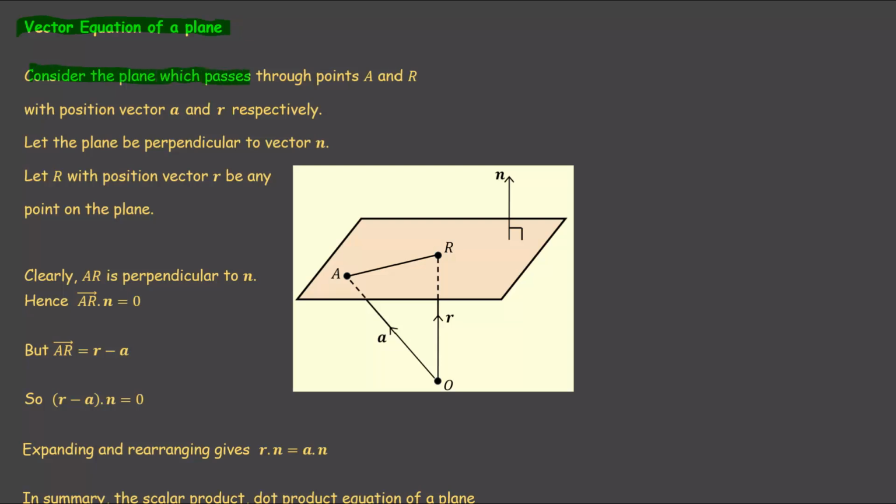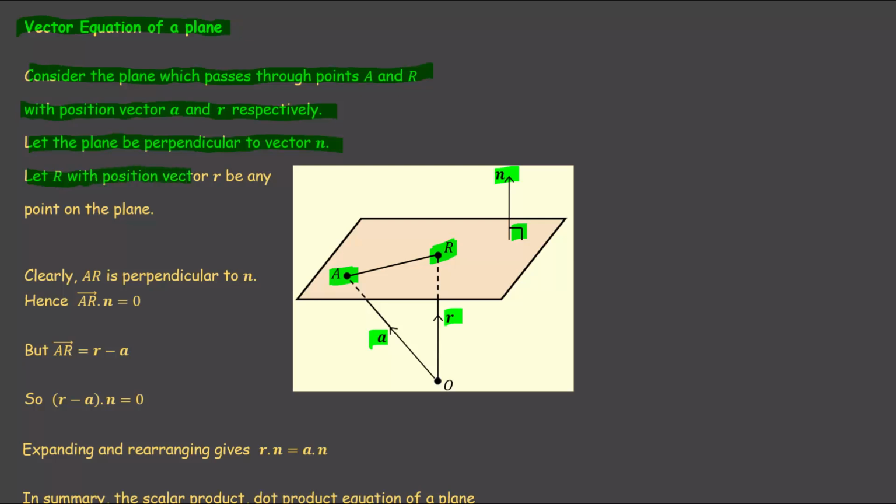Consider the plane which passes through the points A and R. As usual, A will be a fixed point that we know is on the plane. R would be a general point on the plane. The position vectors of these are A and R respectively, and we can see that also on the diagram. Let the plane be perpendicular to a vector n.